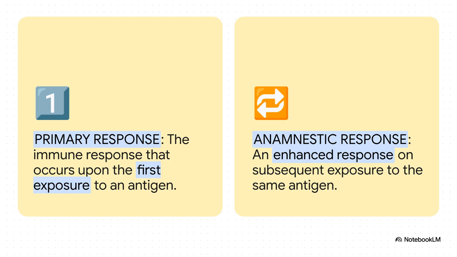In contrast, the amnestic response, also called the secondary or memory response, is what happens upon a second or third or any subsequent exposure to that exact same antigen. And this response is much faster, much greater in magnitude, and far more effective than the primary response. This enhancement is the direct result of immunological memory, where you have a pool of long-lived memory B and T cells just waiting, ready to respond immediately. This, right here, is the fundamental principle behind how vaccines work.